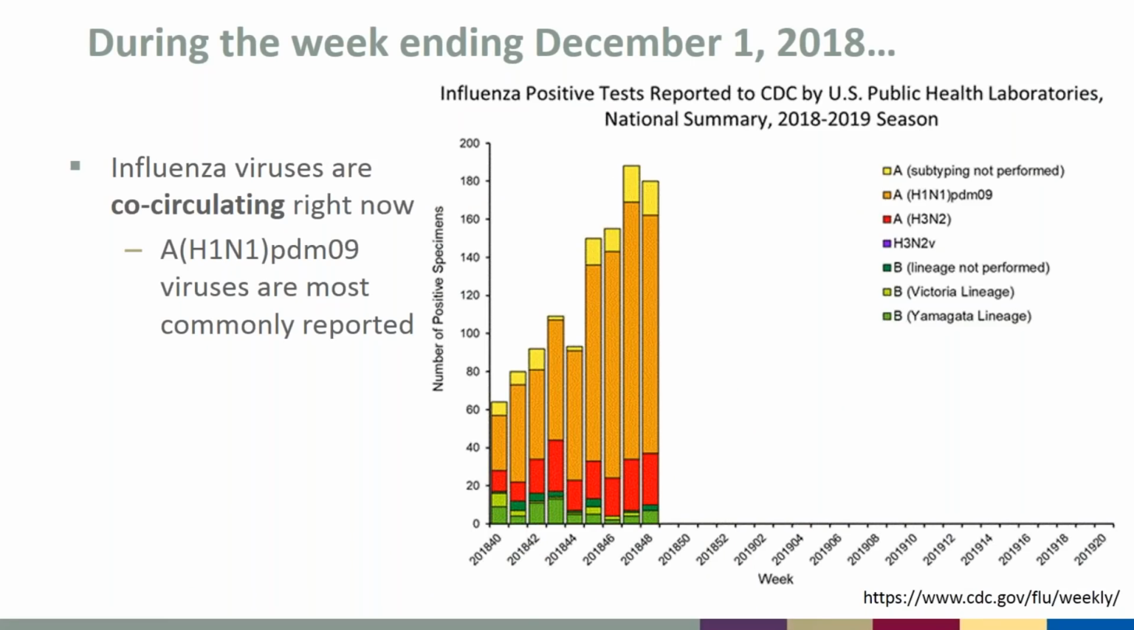And right now, when we look at the viruses that are circulating, and these are based on data that's submitted to the CDC by the US public health laboratories throughout the country, we see that influenza A H1N1 pdm09 viruses, influenza A H3N2 viruses, and also B viruses are currently co-circulating. But we do see that these influenza A H1N1 pdm09 viruses are the most commonly reported virus thus far by these public health laboratories. And this is a pattern that's been consistent across a couple weeks. So we do see that this H1N1 is being slightly more predominant.